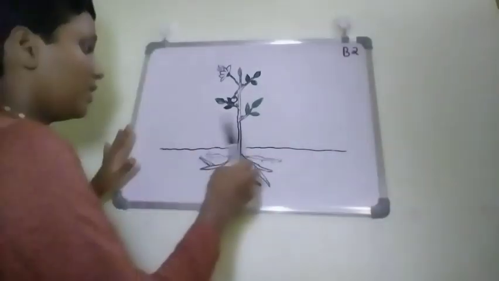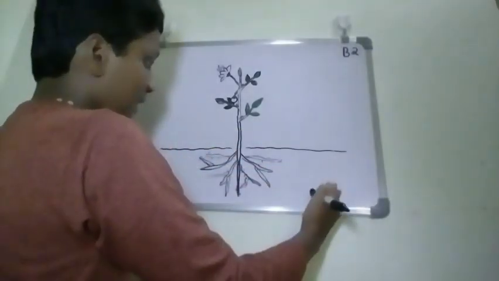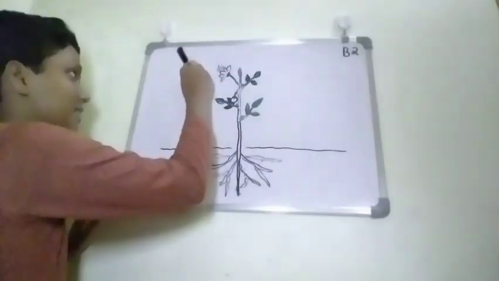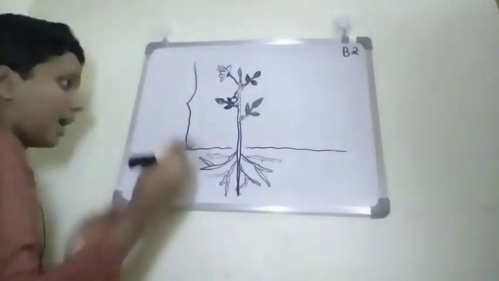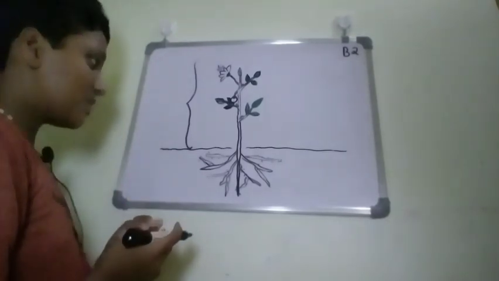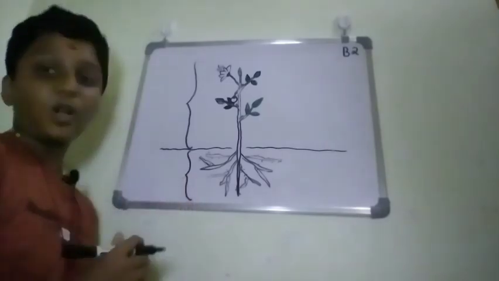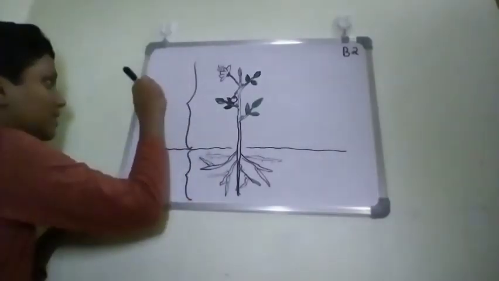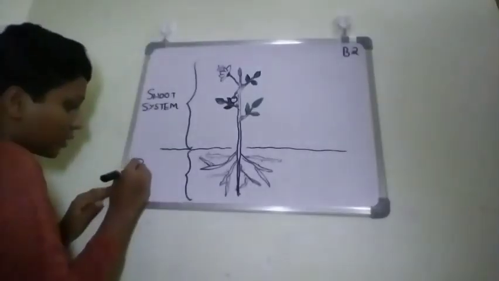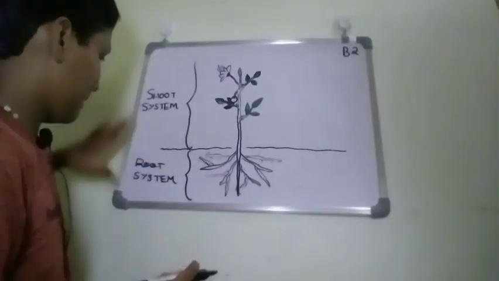So first of all, the plant body. This is a typical plant body, and it is divided into two parts. The first part is the shoot system, which is the part above the soil. The part of the plant that is below the soil is called the root system. So this is the shoot system and this is the root system.